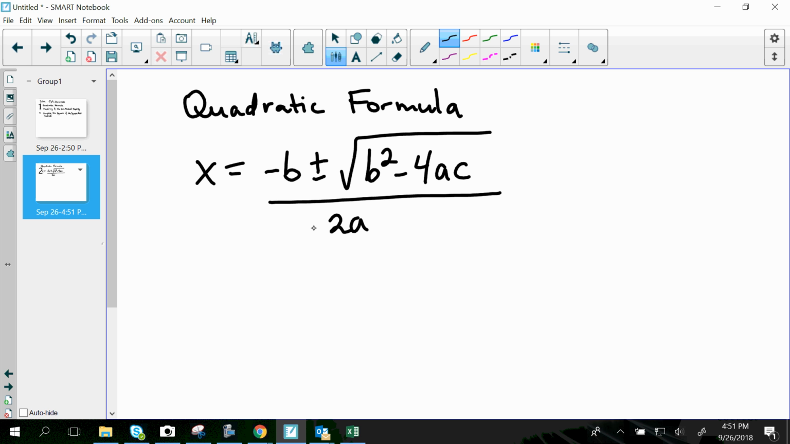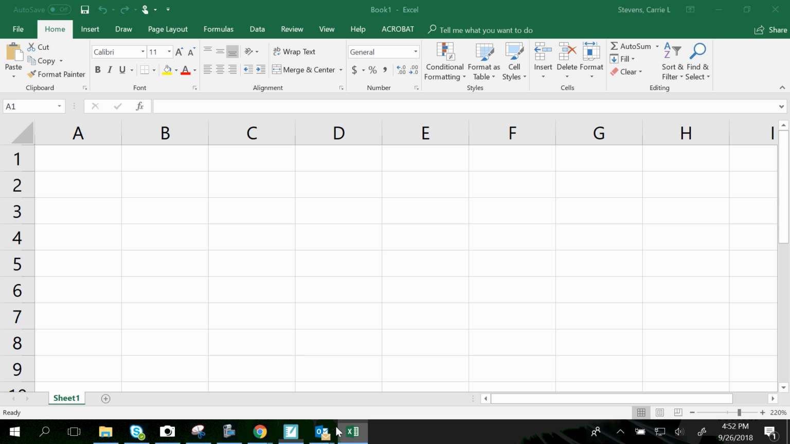That is the formula, and it works when you have this format of a quadratic polynomial or a quadratic equation. So when that is true, you can use this formula. As long as you have a quadratic equation set equal to 0, then you can use this formula to find up to two values of x that will work to make this statement true. So let's go to Excel and start to set up a calculator.